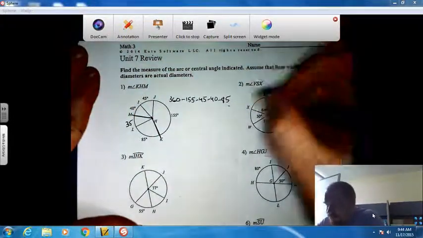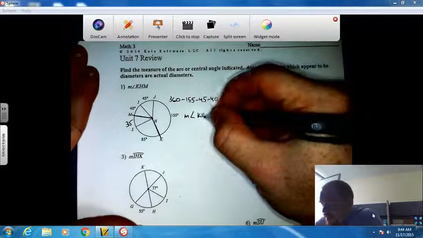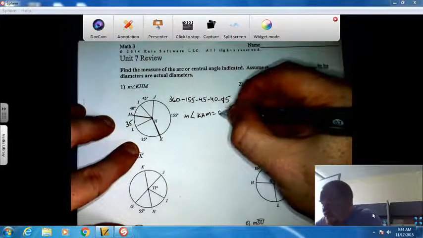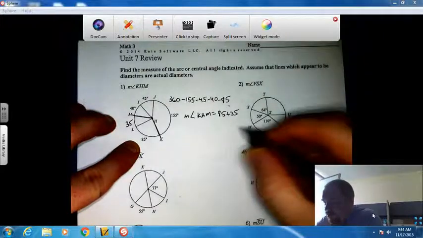So, the measure of angle KHM is equal to 85 plus 35, or 120 degrees.